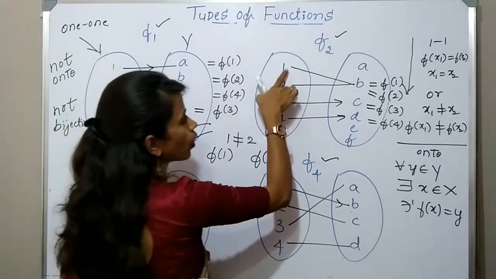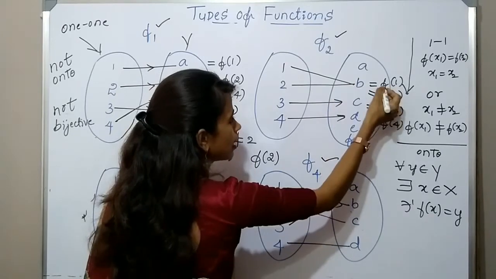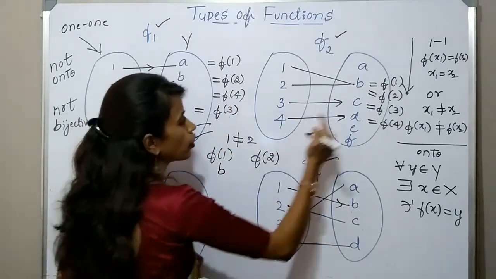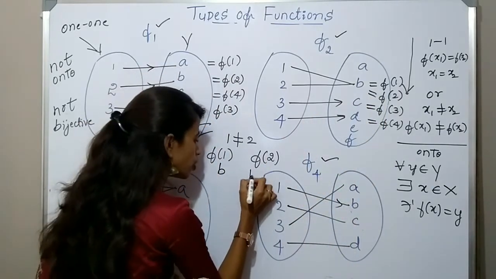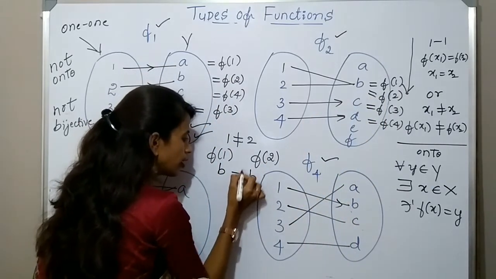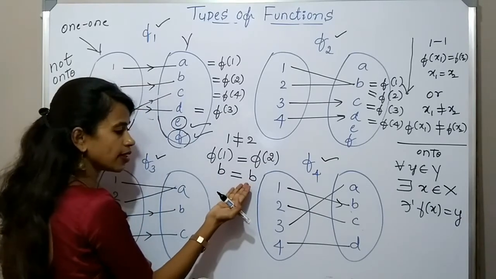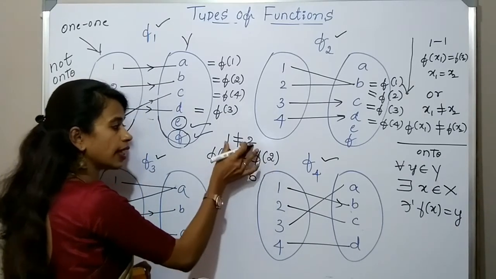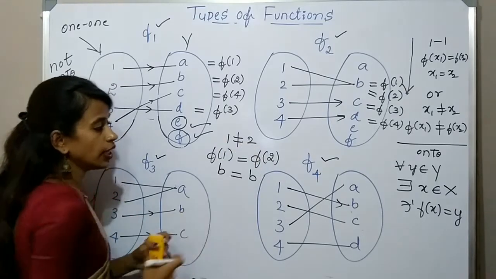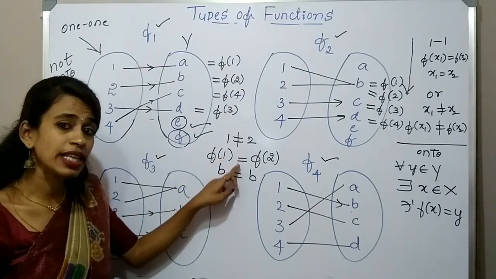F of 1 is what? F of 1 is say B. What about F of 2? 2 also maps to the same element, say B. F of 2 is also B. Here they are equal, B is equal to B. Is it clear? So F of 1 is clearly equal to F of 2, but their elements are not equal. Here elements are distinct but images are the same.